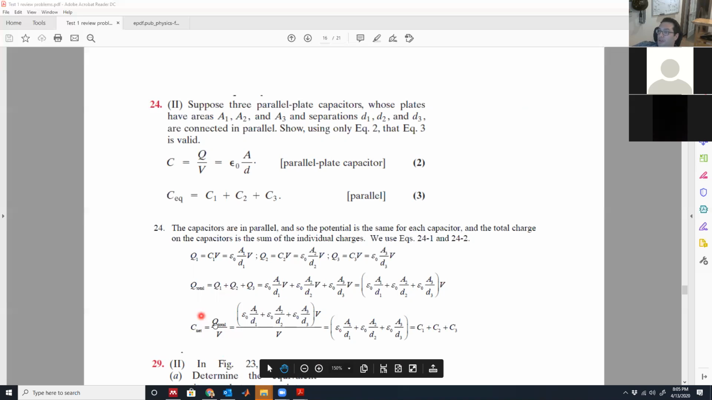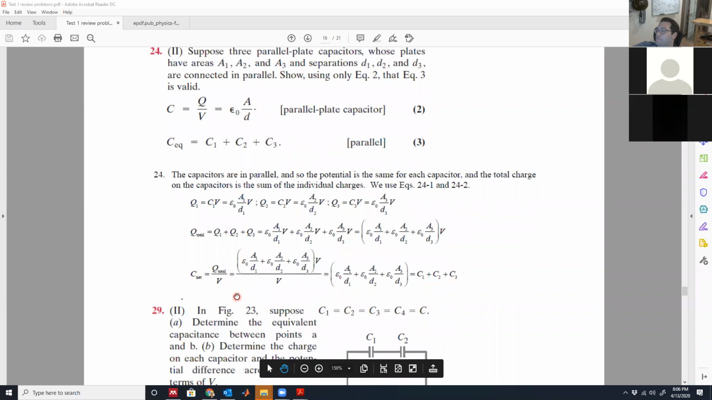Now, for a particular capacitor, this will never change, right? So we'll find the total charge, which is just given above, and we divide it by V, and we find that the solution is just the sum of all three capacitors. Right?